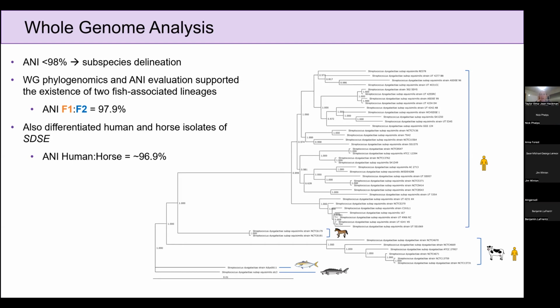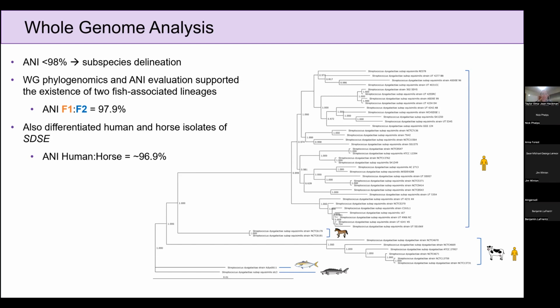When we looked at the ANI calculations for these different isolates, and again, the conventional cutoff for a subspecies delineation is around 98% or less, we can see that those two fish-associated lineages share right under the cutoff with each other. So right now, it looks like they're potentially two different subspecies, but this is only comparing one isolate from each group. So we're gonna roll into further comparisons to try to get a handle on what the differences are on average between those two clades.